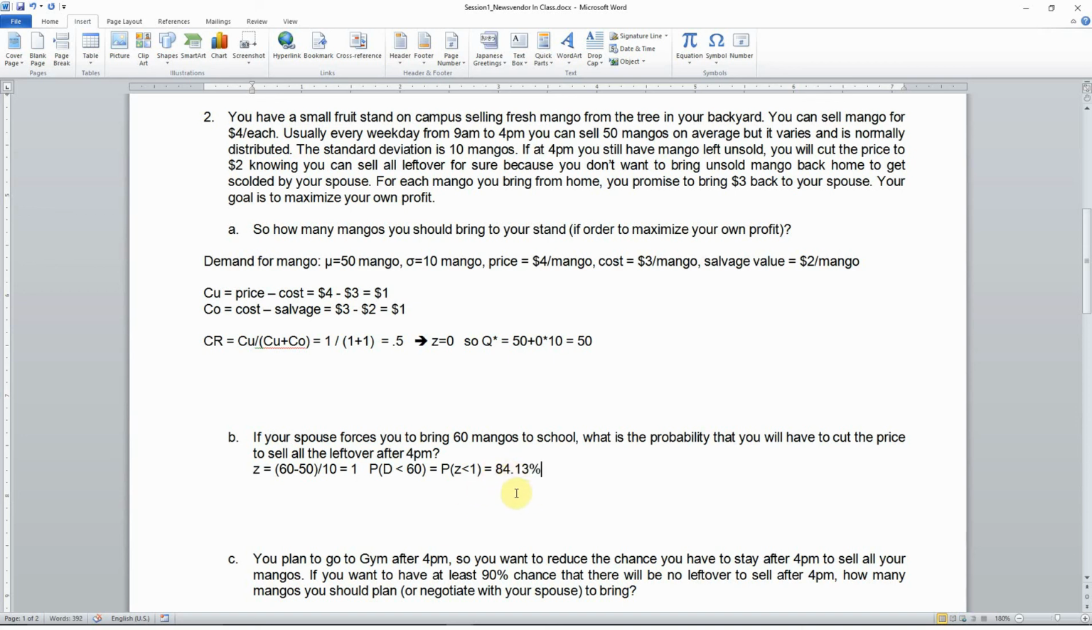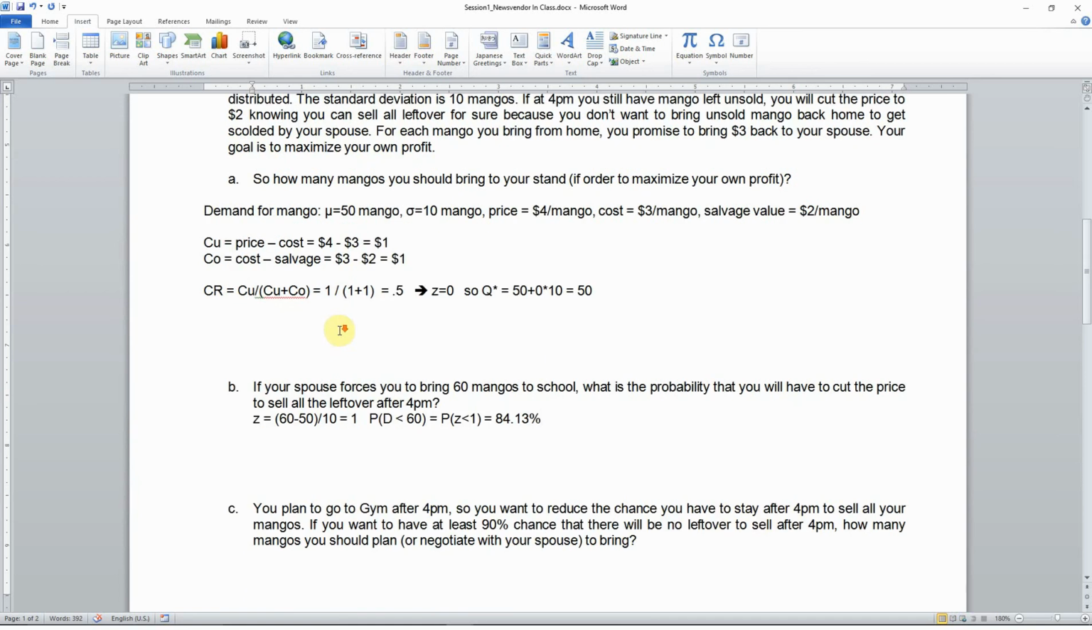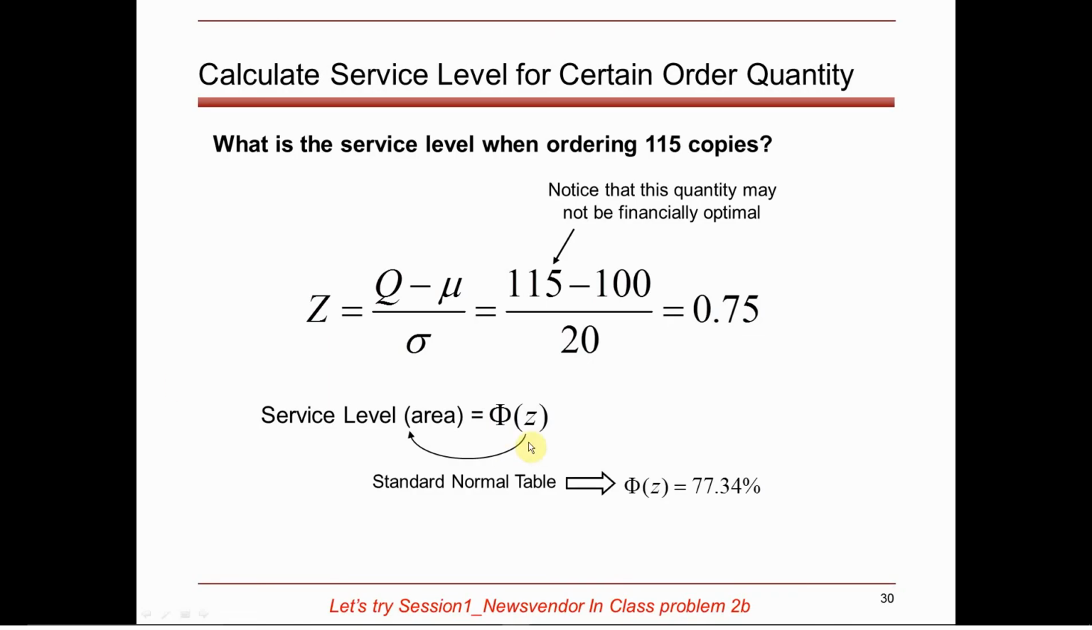84% of the time, we're not going to have to cut the price. The probability that we will have to cut the price would be 1 minus this. Oh, sorry, I have that reversed. This is the probability that we sell less than 60. So 84% of the time we're going to sell less than 60. So that's how often we're going to have to cut the price. 1 minus it would be how likely that we wouldn't have to cut the price. Okay, so moving along.